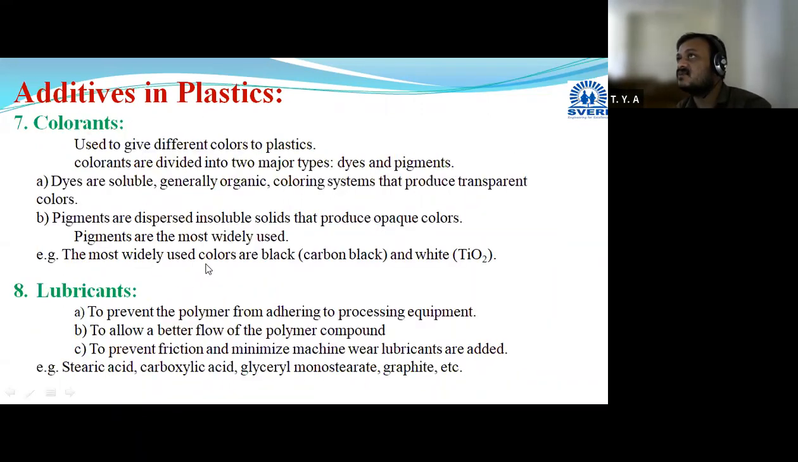Then we move towards the next additive: colorants. Colorants are another additive used in plastic. A colorant is nothing but a chemical which provides different colors to plastic material. These colorants are divided into two major segments, dyes and pigments. So what is the difference between dyes and pigments?